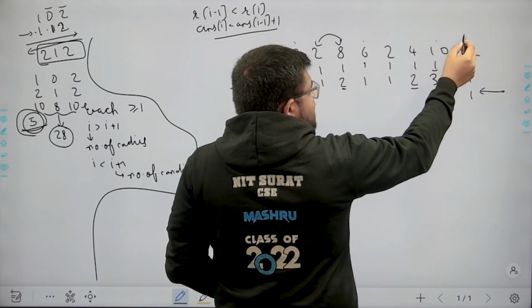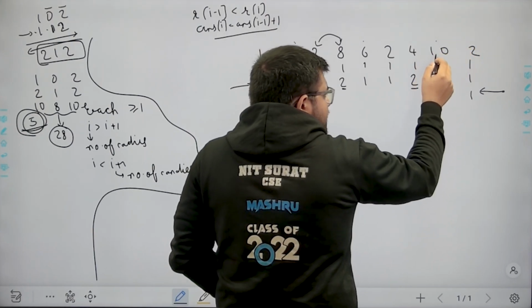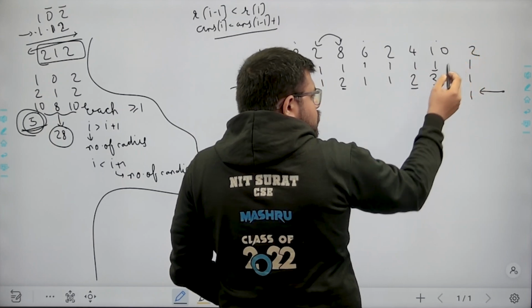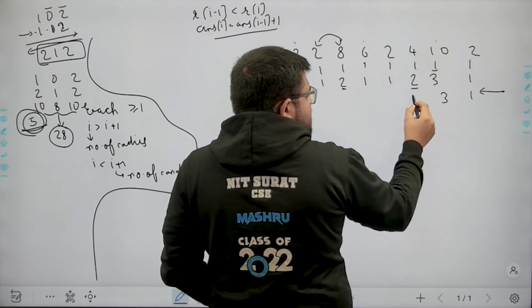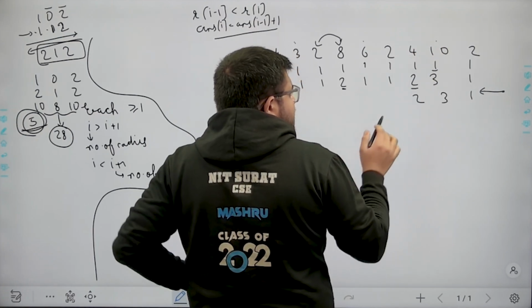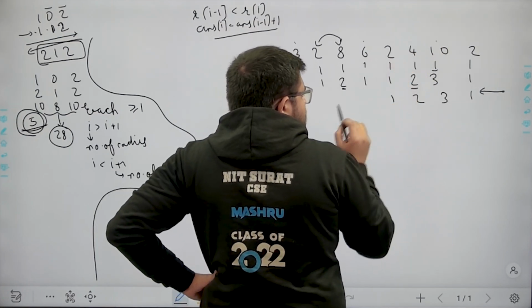For 10, the right child is 2. So the number of candies which 10 should have should be more than 2. But it already has more, so I'll not make any changes. 4 is less than 10, so it should have fewer candies only, so it'll remain 2. 2 is less than 4, so this will also remain 1.